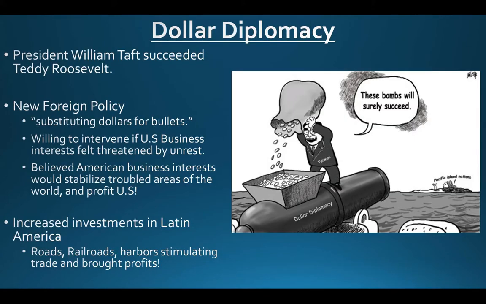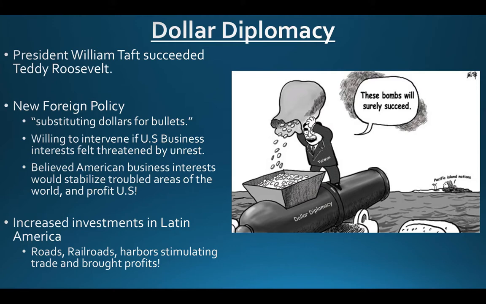There is a bit more about this imperialism, and the idea, right, is this whole idea of dollar diplomacy. So after Teddy Roosevelt's presidency, he's going to be succeeded by a man named William Taft, right? And there's going to be a bit of a new foreign policy here. They were essentially going to substitute dollars for bullets with this dollar diplomacy, and the thought becomes that Taft is willing to intervene in particular areas of the world if U.S. business interests feel threatened by unrest.